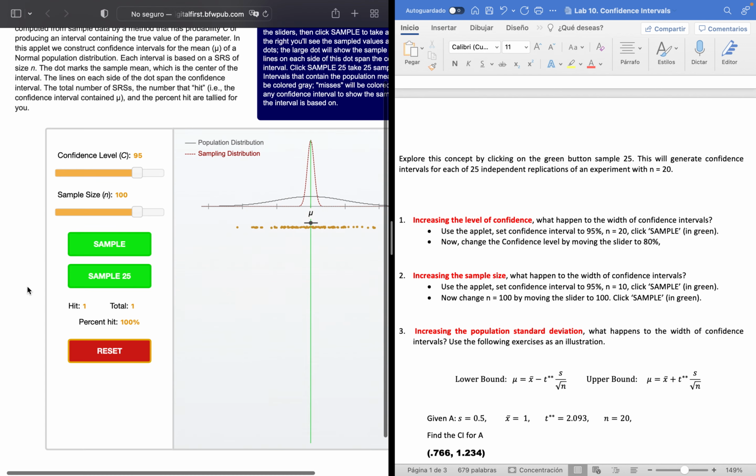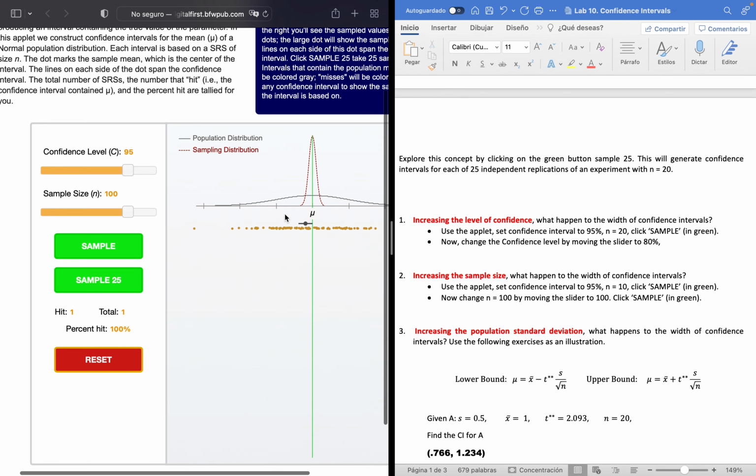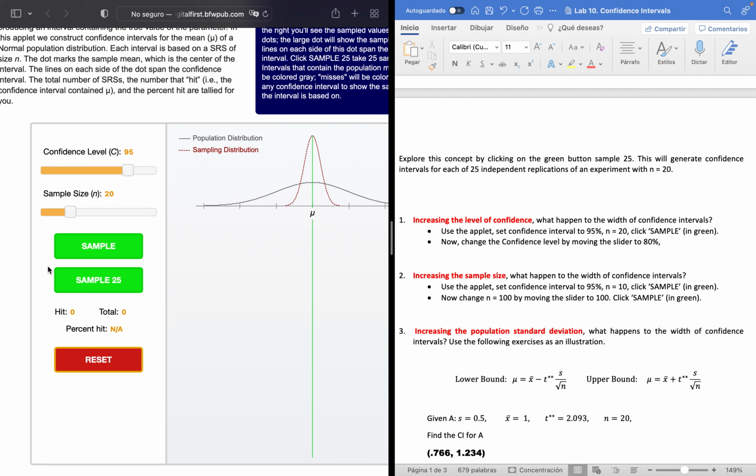Because I got confused. So reset, we start with a 95 confidence level, the sample size is 100, sample 25, so we take one sample. There you have it. But let's use it with 10 equal to 20. Now, if we increase, but why is it increasing here if we are decreasing the level of confidence? I think it's a mistake.